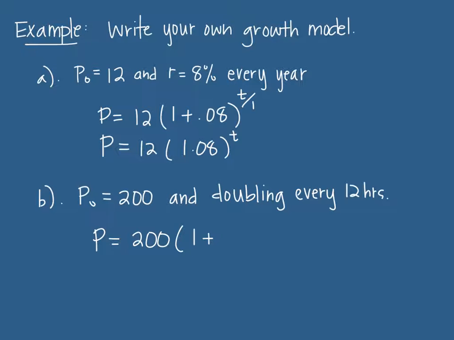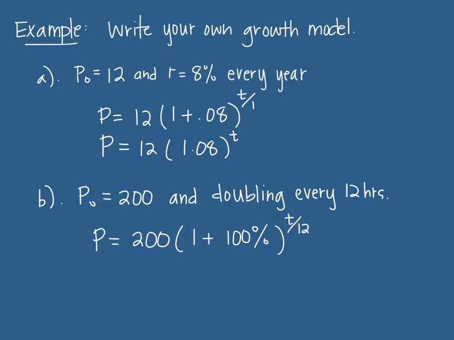now the doubling rate, that doesn't mean I add 2. That's not what it means to double. To double means you add 100%. Okay, to double something means you start with your full amount and you add 100% more, and now you have double what you had before. And so we add 100% to that. That's what doubling means. And then every 12 hours would be t divided by 12.